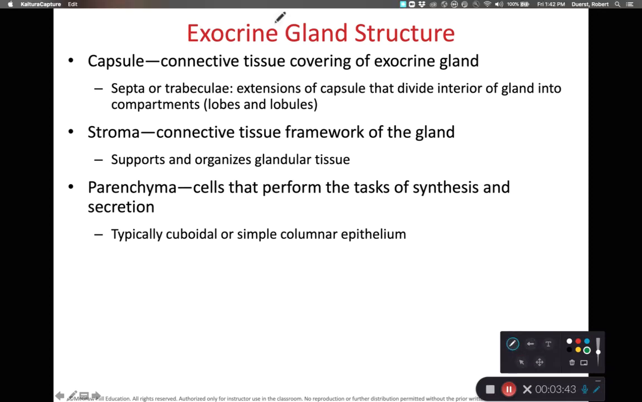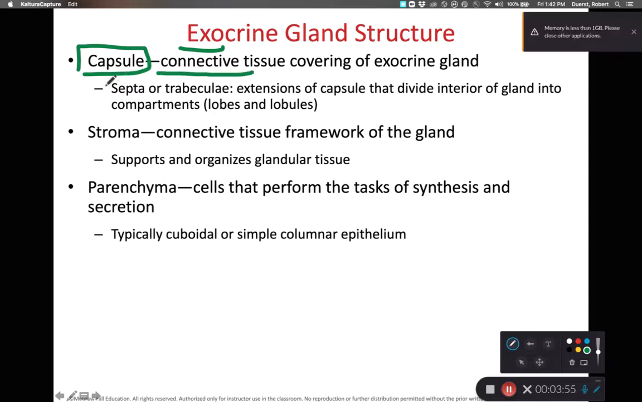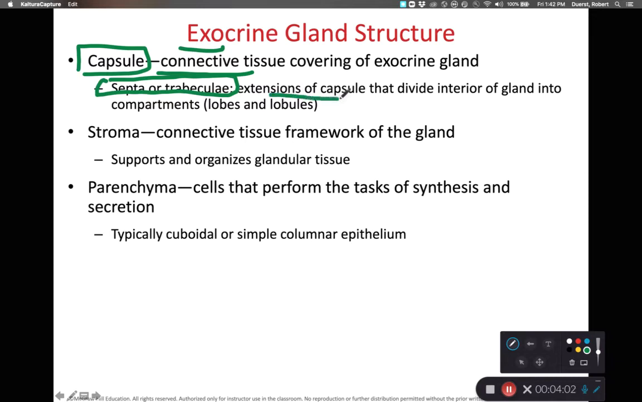As we look at exocrine glands, exo again meaning outside, exocrine glands are going to have a capsule on the outer edge of the gland that separates them from surrounding tissue types. This capsule is made of connective tissues and can form either septa or trabeculae. These septa or trabeculae of the capsule are going to extend into the gland and divide the interior of the gland into compartments. These compartments are typically referred to as lobes or lobules.